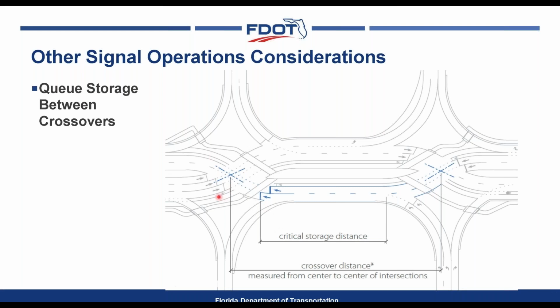your options are to increase the crossover spacing by pulling those apart, which will get you more storage space in between. This checking the critical storage distance and the queue length between, that's all part of the iterative process between the geometric design and the operational analysis.